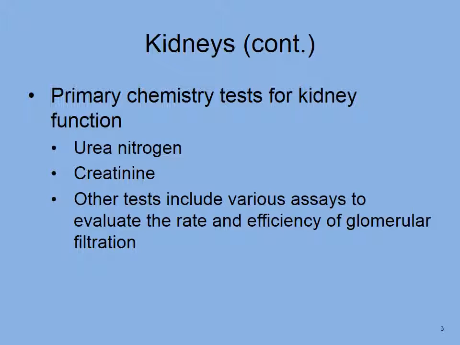There are a few primary chemistry tests for kidney function. These include urea nitrogen, which we usually just call urea or blood urea nitrogen, or BUN. Creatinine, we'll talk more about that as well. So other tests include different assays to evaluate the rate and the efficiency of glomerular filtration. And I'll go into a bit more detail on that shortly.